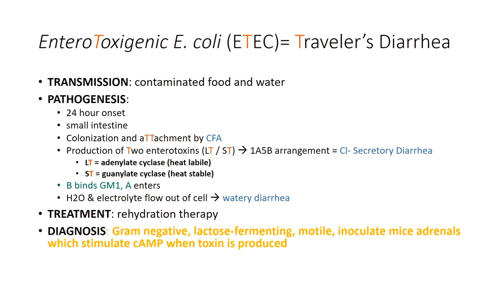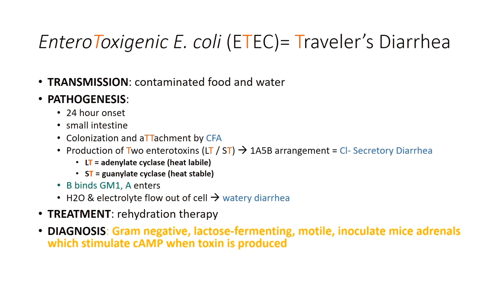So we're going to be starting off with some E. coli. This is one of the most common causes of diarrhea. And we have to associate and organize all these E. coli. There's a lot. One of the first ones we're going to come up to is enterotoxigenic E. coli, or ETEC, also known as traveler's diarrhea. Each of our E. coli is going to have an associated letter. So this is toxigenic, so ETEC, and this is traveler's diarrhea.